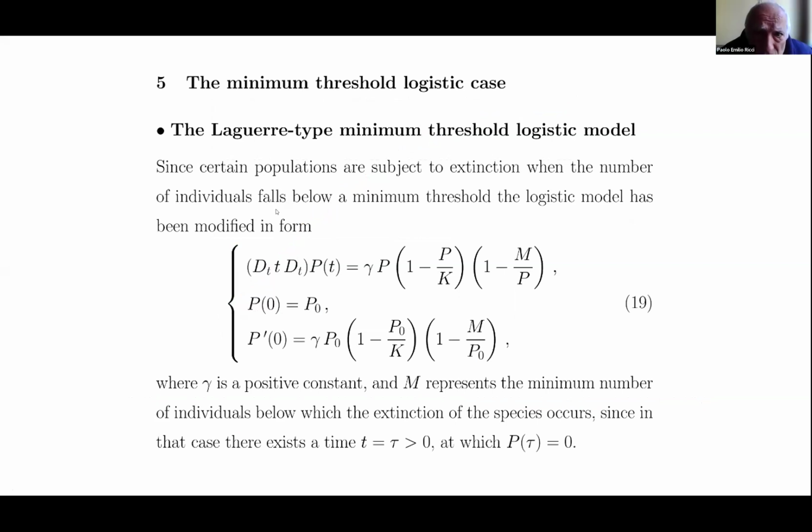The Laguerre-type minimum threshold logistic case is shown by this equation, which contains the Laguerre-type derivative, and the initial condition is P of 0 is P sub 0. Gamma is a positive constant, and capital M represents the minimum number of individuals below which the extinction of the species occurs. In this case there is a time tau for which P of tau becomes zero, so the population is extinct.